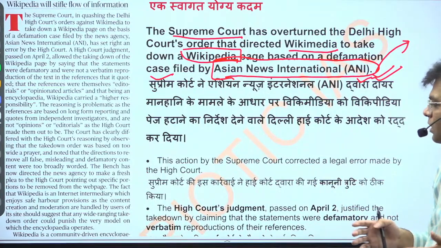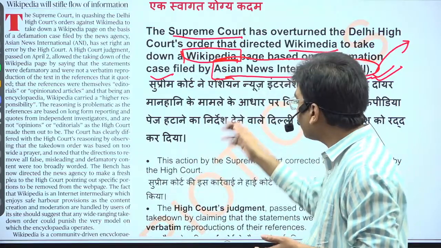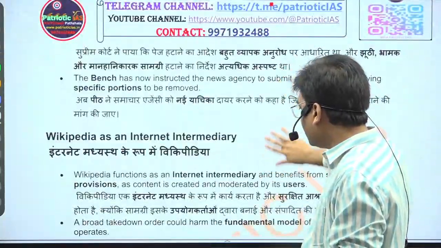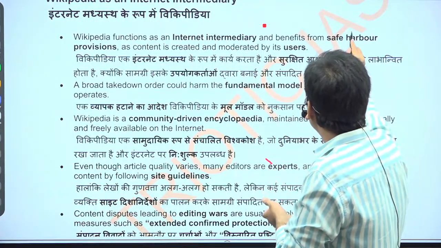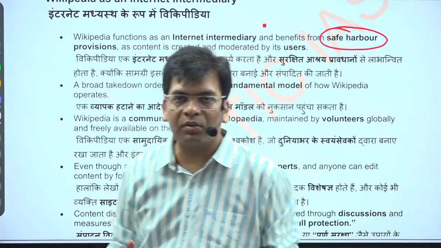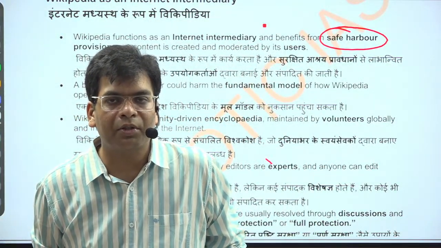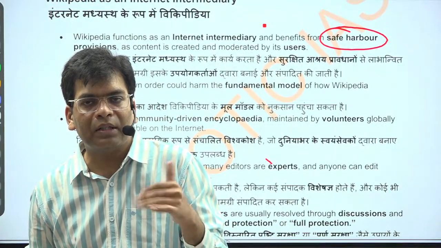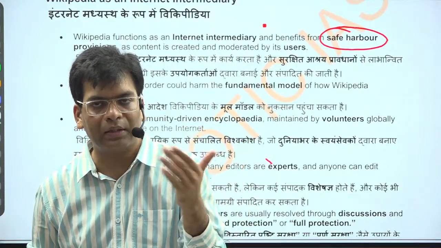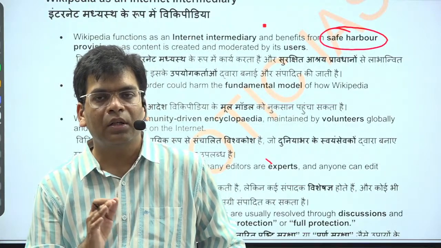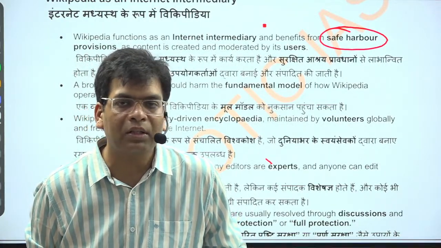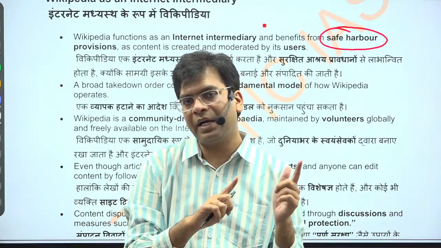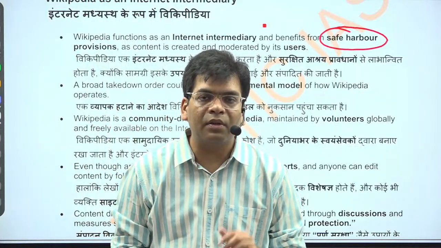But Wikipedia said this is not a defamation case, this is very genuine and it comes from different editors through the process of editing. Here is one thing you should know: the safe harbor principle. This is for platforms like social media platforms, it could be YouTube, it could be Instagram. It is under the safe harbor provision. Take Wikipedia: it is not that a Wikipedia team writes everything. All the content on Wikipedia is done by volunteers, who are verified by Wikipedia, but most of it is on a volunteer basis.